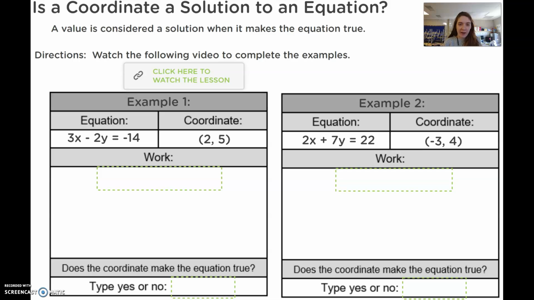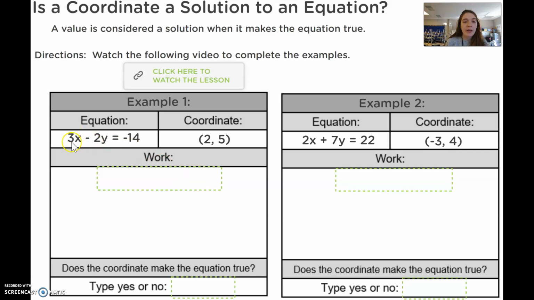As we get into graphing, we're going to start talking about how equations relate to coordinates. So let's talk about solutions to equations. Now we've been solving equations for a really long time, but today we're just performing a test to see if a given coordinate makes an equation true. If it makes the equation true, the coordinate is the solution. So let's go ahead and jump in with this first example.